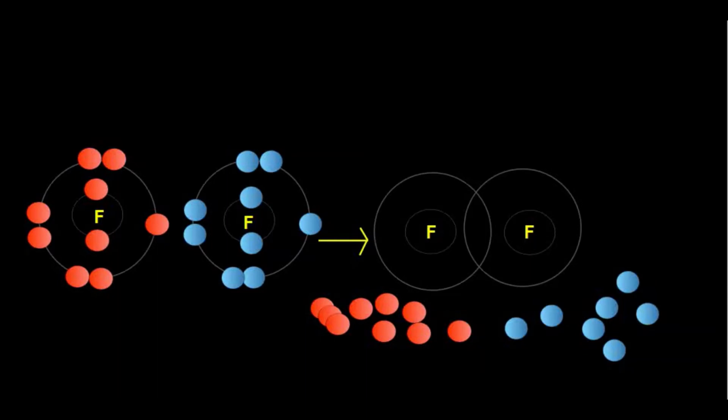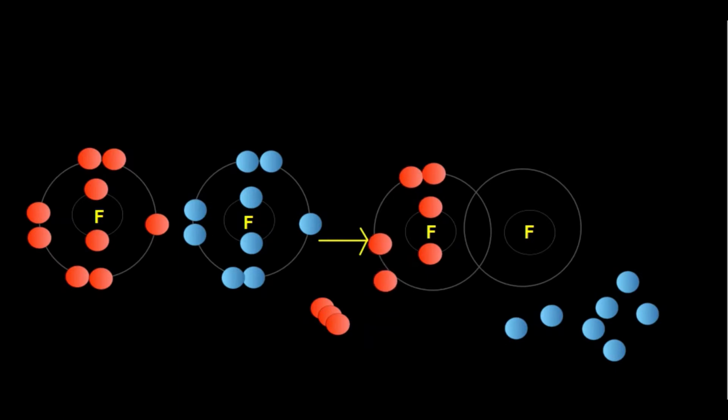For this fluorine atom, we keep 2 electrons in its first shell, that is in K shell, and 7 electrons in its valence shell, 1, 2, 3, 4, 5, 6, and this fluorine contributes 1 electron to a shared pair. Likewise, we write electrons for this fluorine. We keep 2 electrons in its first shell, that is in K shell. In the L shell, there are 7 electrons.